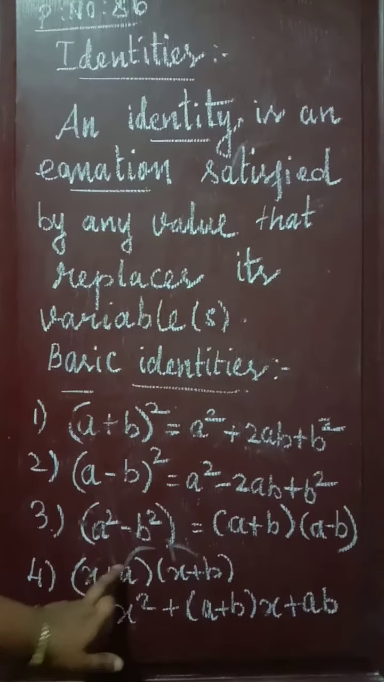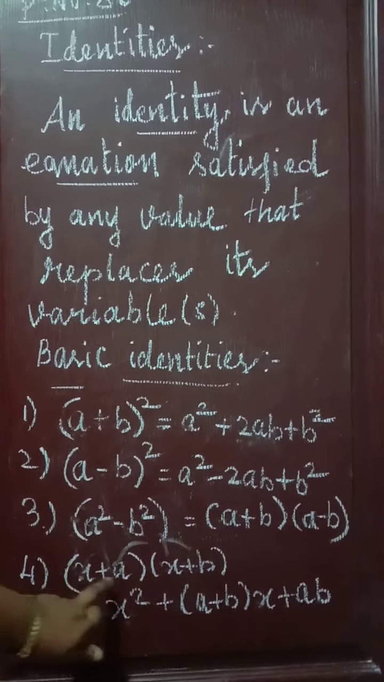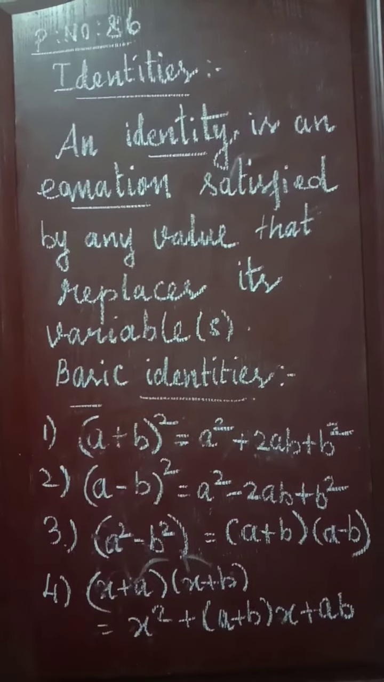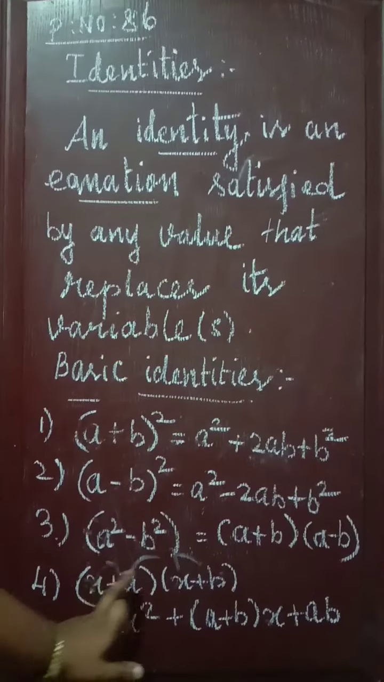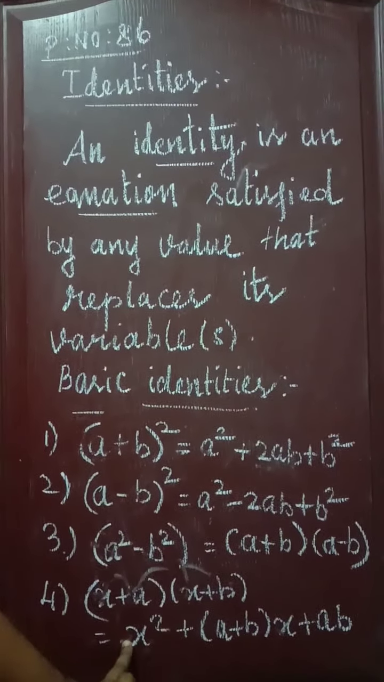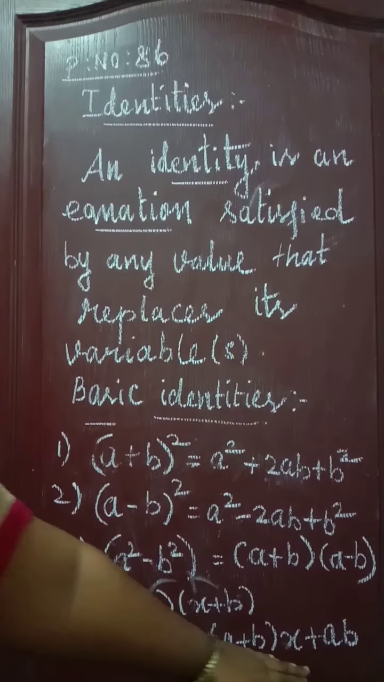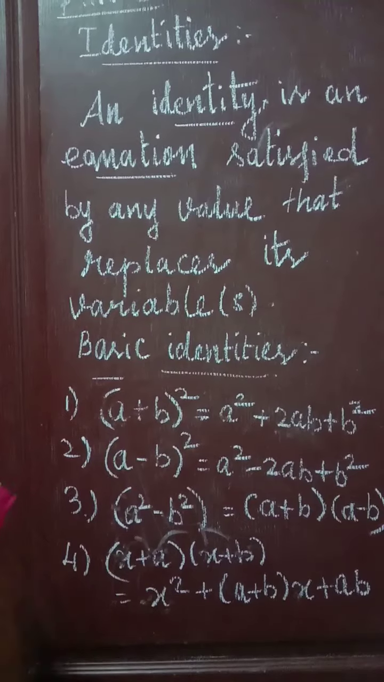Listen, x plus a into x plus b. How do you recall this? The first term is the same, x. The next terms are a and b, different variables a and b. The answer: first x into x is x square. The last term a into b, ab. The middle term, the x term, is a plus b into x.